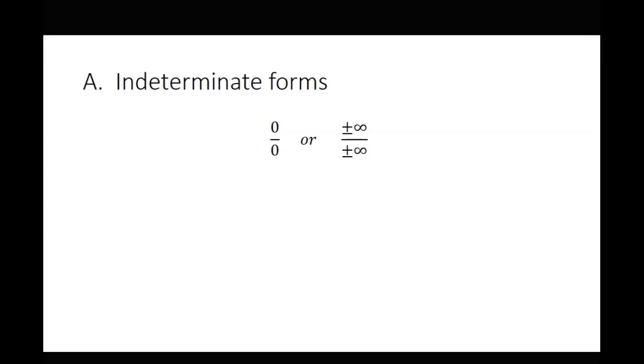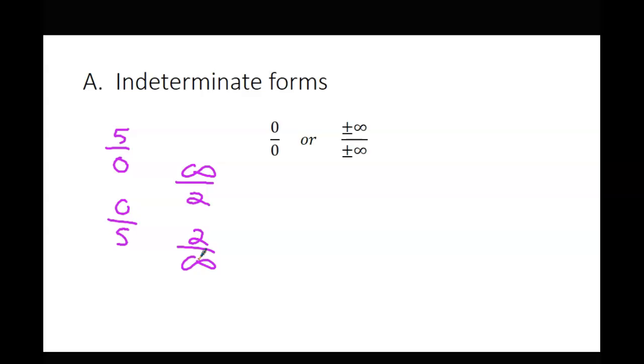Indeterminate means we can't come to a conclusion. So, for instance, if I give you this, we can come to a conclusion: does not exist. If I gave you this, we can come to a conclusion: it's 0. If I gave you this, we can come to a conclusion: that's infinity. If I gave you this, anybody know what that is?